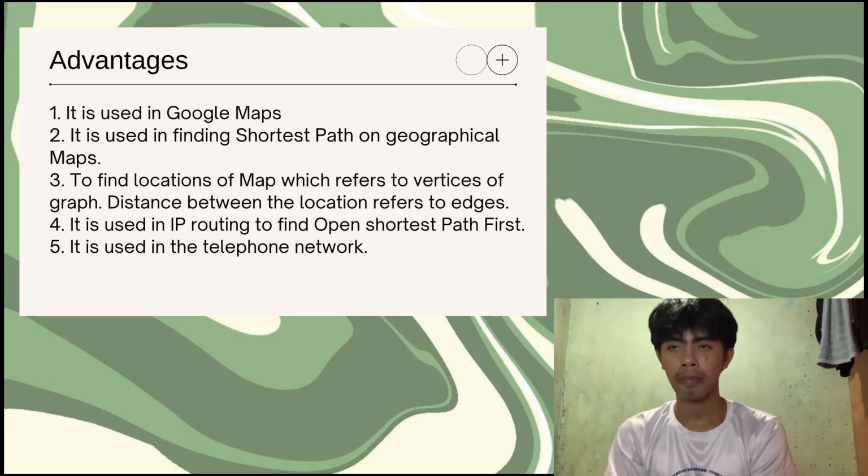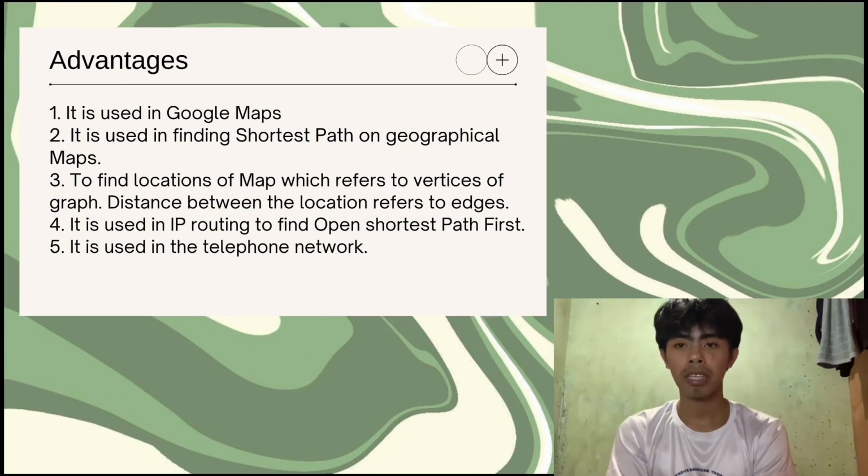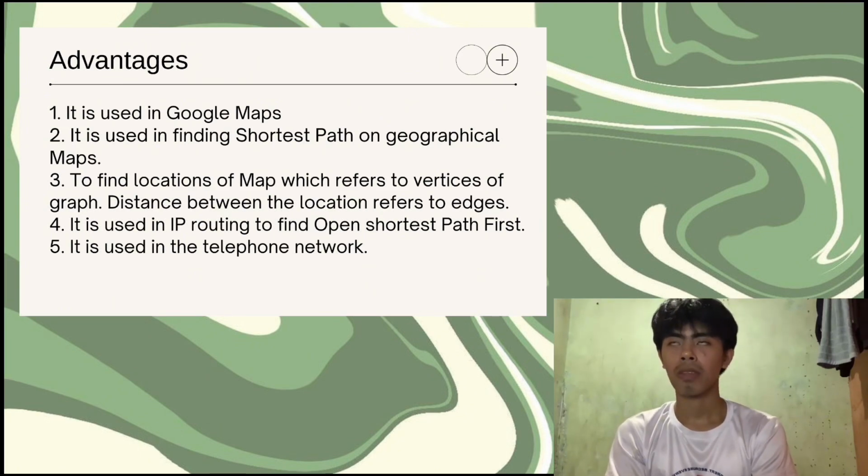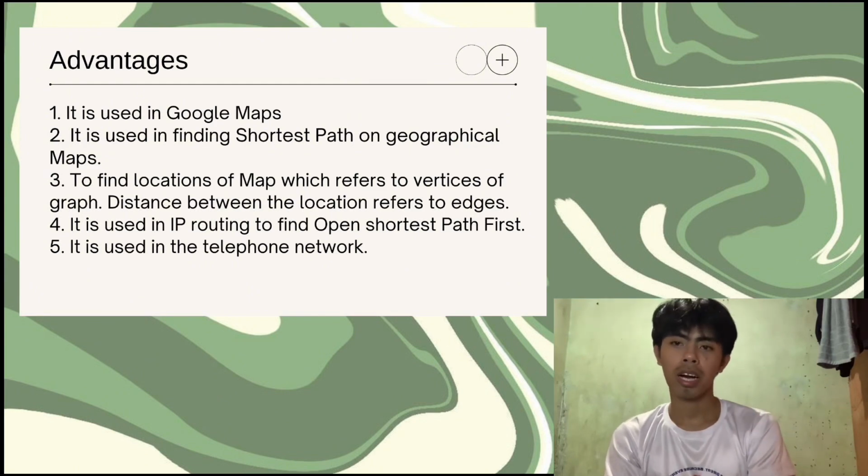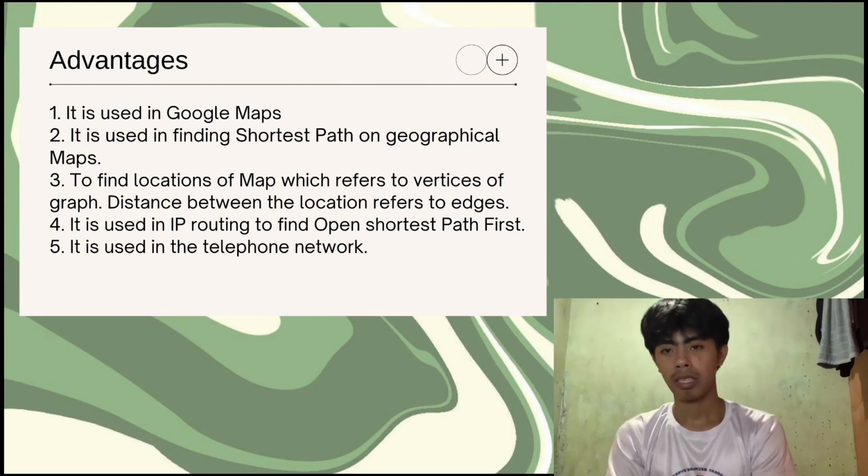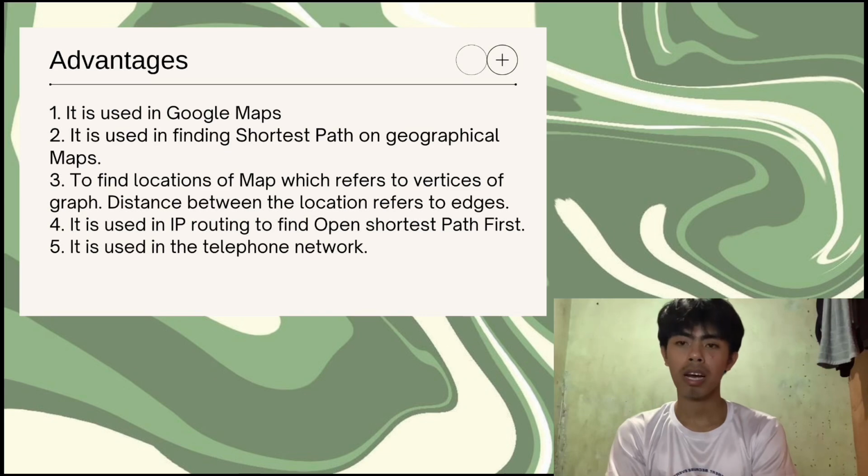For short, it is used for Google Maps and others. One of the examples is Google Maps. It gives us the shortest path in the maps. For example, if we need to go to another place, it shows us the shortest path and the shortest time to travel.